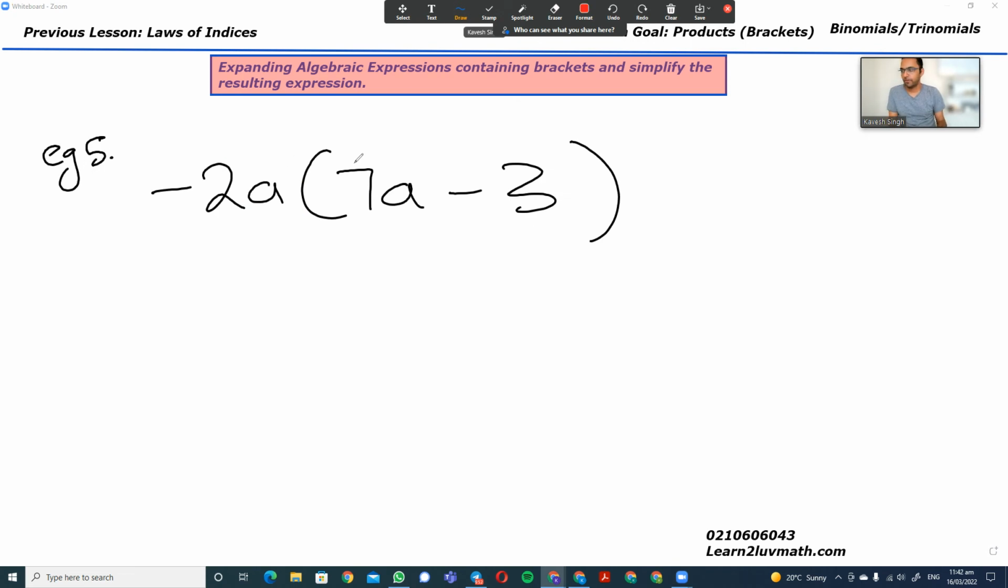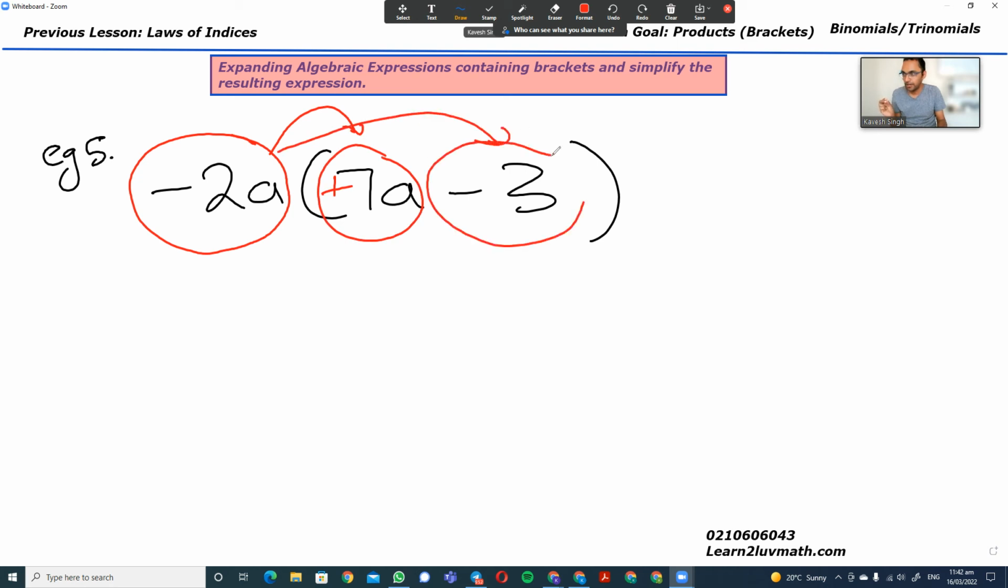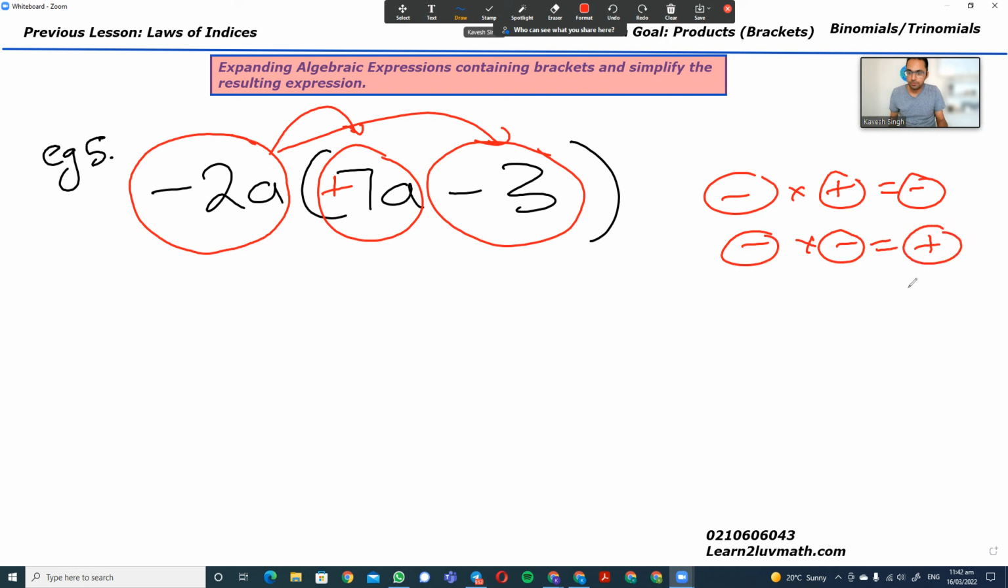So example number 5 now, I'm going to take negative 2a and multiply it twice into, so this, the negative belongs to the entire 2a. And we're going to multiply it by positive 7a first, and then multiply it by negative 3 after that. Don't forget, negative times a positive equals a negative. Negative times a negative equals a positive.